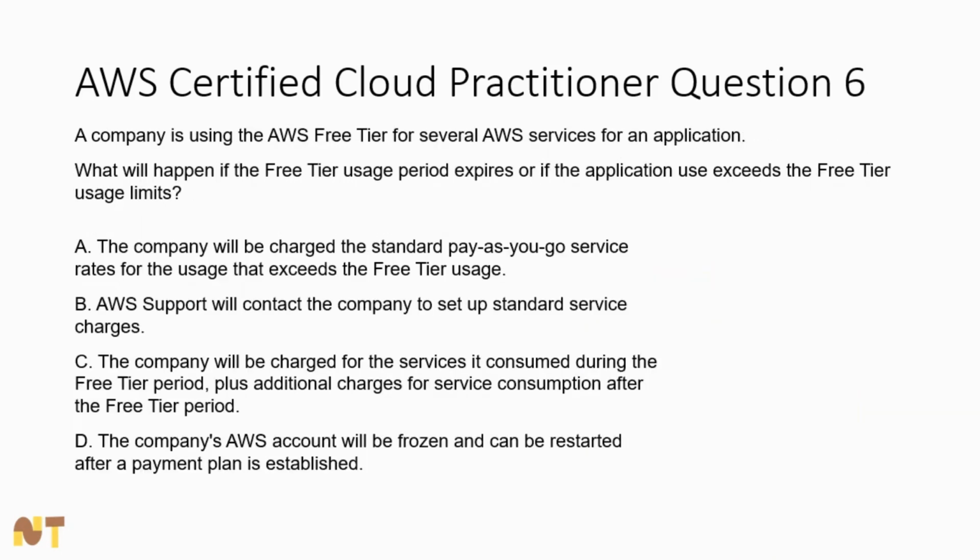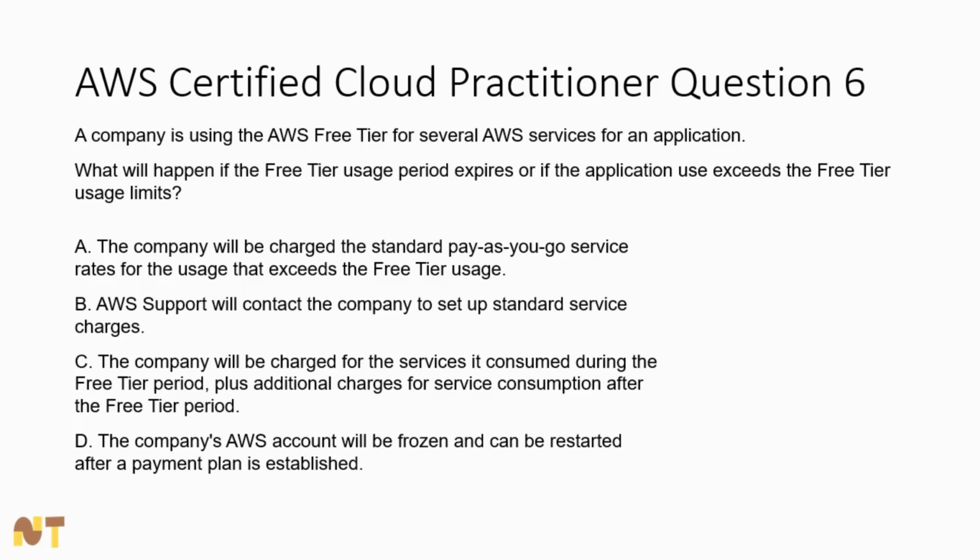A company is using the AWS free tier for several AWS services for an application. What will happen if the free tier usage period expires or if the application use exceeds the free tier usage limits? The company will be charged by the standard pay-as-you-go service rates for the usage that exceeds the free tier usage, or AWS support will contact the company to set up standard service charges. The company will be charged for the services it consumed during the free tier period, plus additional charges for service consumption after the free tier period. The company's AWS account will be frozen and can be restarted after a payment plan is established.